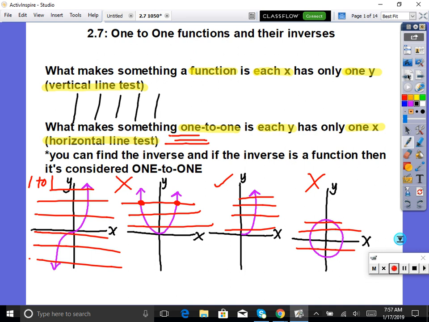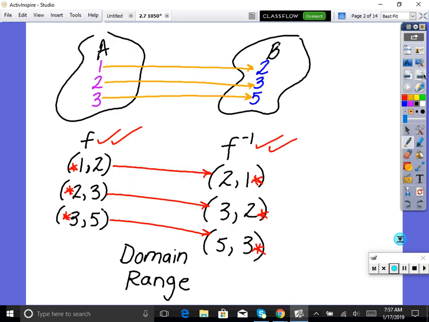If I give you a graph and I say, is this 1 to 1? All you have to do is the horizontal line test. If it passes the horizontal line test, it's 1 to 1. Does that make sense? Now, here's the thing, guys. What if I give you an equation? A graph is easy to see.